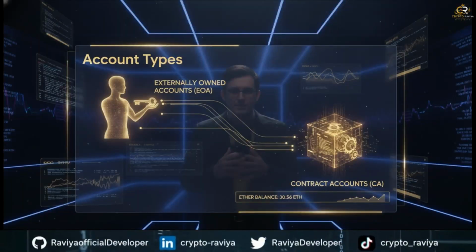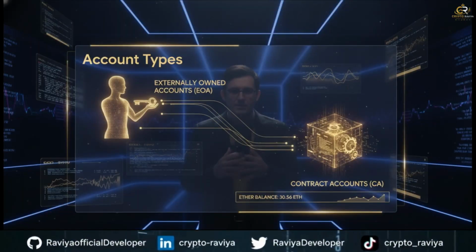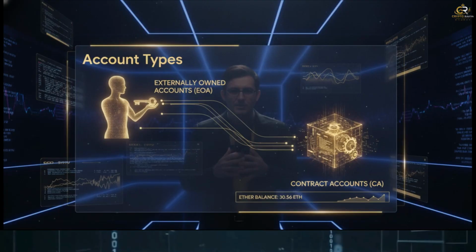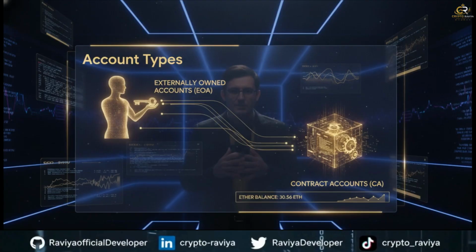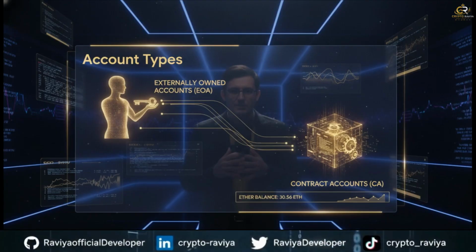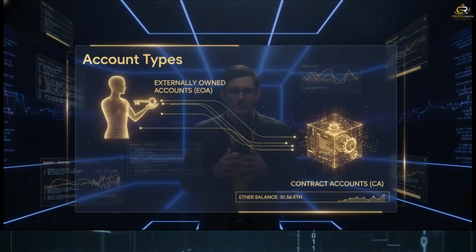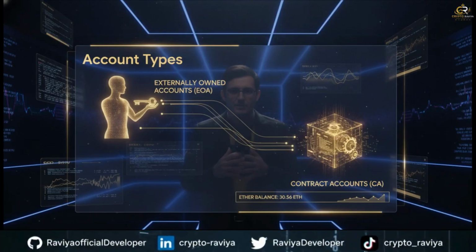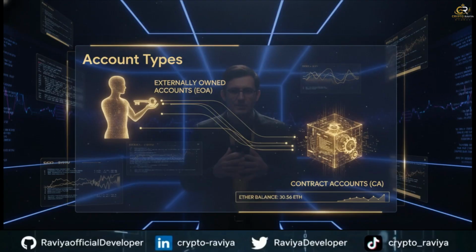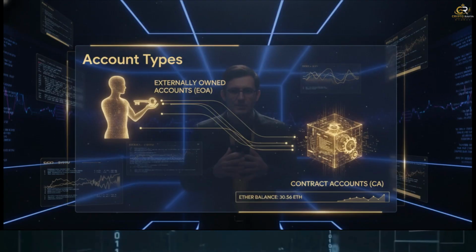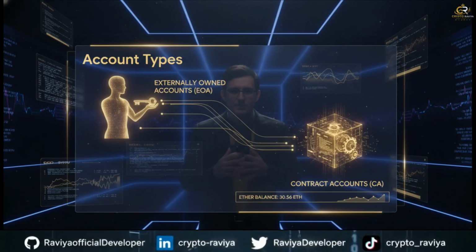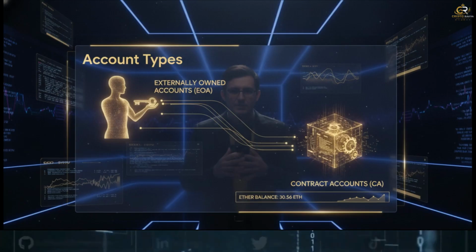This underlying logic brings us right back to Ethereum's account-based model. On the network, there are 2 distinct types of accounts you need to know about. First, we have externally owned accounts, or EOAs, which are controlled by human users via private keys. Second, we have contract accounts, which are controlled exclusively by their compiled bytecode. Now, both have an Ether balance, but contract accounts have the added superpower of maintaining their own permanent internal state and getting triggered by incoming transactions.